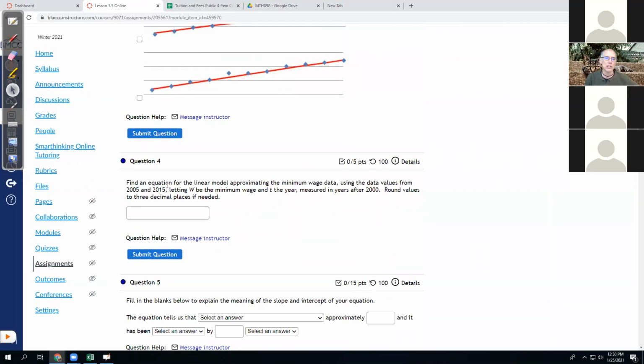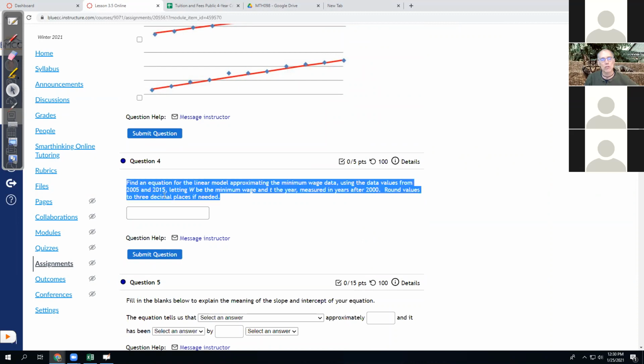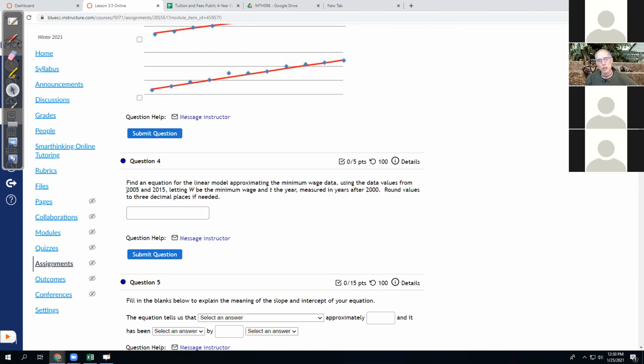So here it says find an equation for the linear model approximating the minimum wage data using the data values from 2005 and 2015. So they're telling me which 2 years to use. And then t here is going to be years after 2000. And I mentioned last week for the share your work that it's nice to pick a convenient starting year. And here they're picking for me, use 2000.